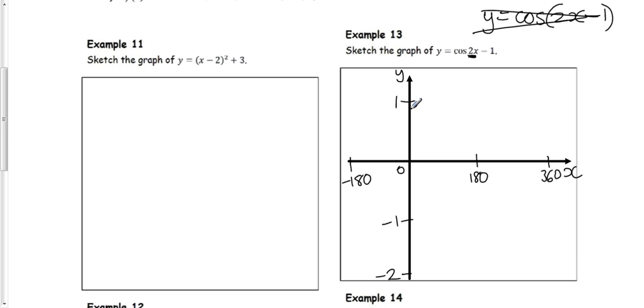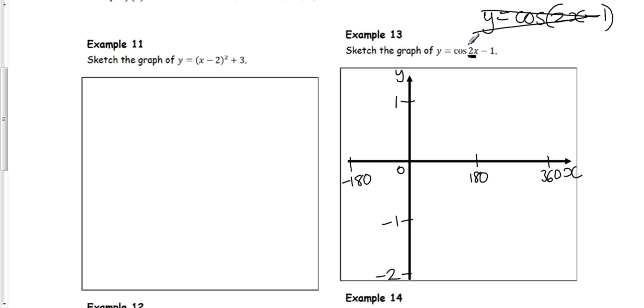We need to know the cos x graph starts at 0, 1, goes to the x-axis at 90, we get a minimum at 180, back through at 270, maximum at 360, and it's got symmetry in the y-axis, so that's how the cos x graph would look. I've chosen to do this question in degrees, even though it didn't specify whether we were to use degrees or radians. Don't worry, in an exam, they would tell you what angle they wanted to use. So the cos x graph looks like that.